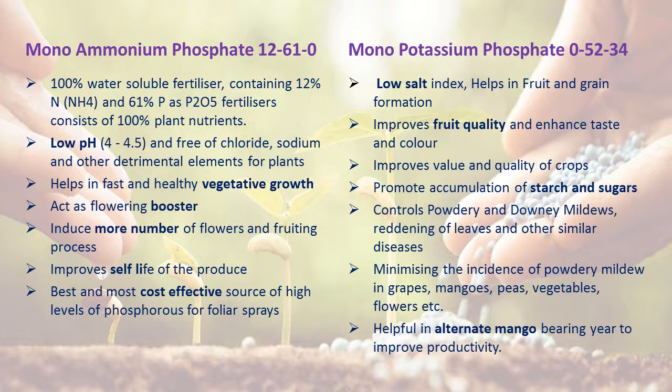And next is mono potassium phosphate, the MKP. It is also available in India. That is 0-52-34. It has a low salt index, improves food quality, promotes accumulation of starch and sugars, and controls powdery and downy mildew disease and reddening of leaves, etc. It is helpful in mango crops, grapes, vegetables, flowers, etc. It is also available.